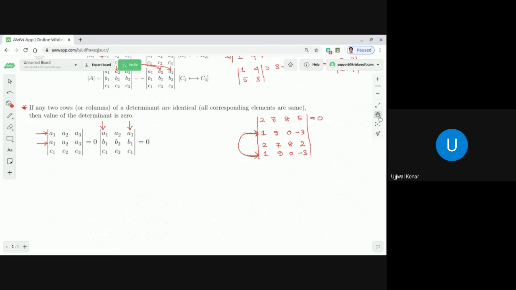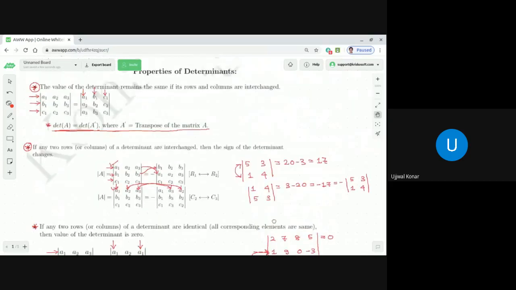So dear students, so far we have learned three properties. I'm just recapping so that we can come back for the new properties. The first one is that the value of the determinant remains the same if its rows and columns are interchanged. So that is the first property.